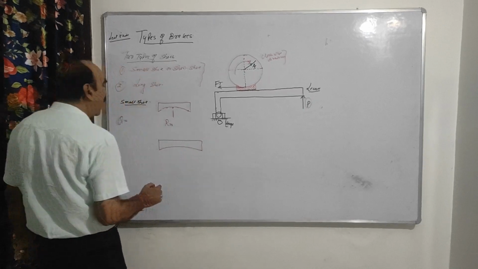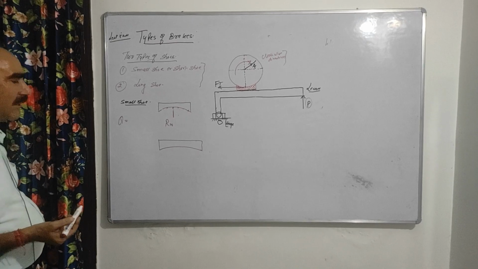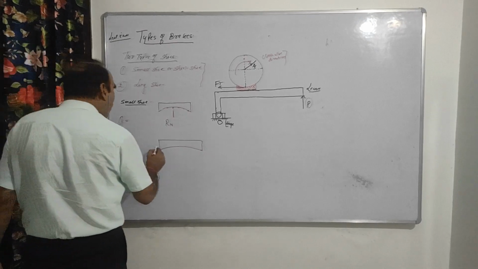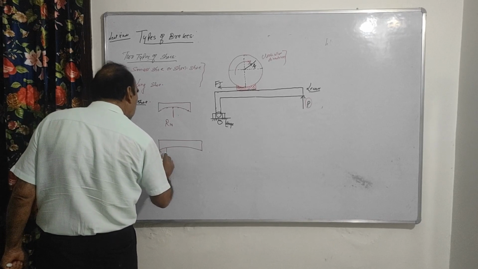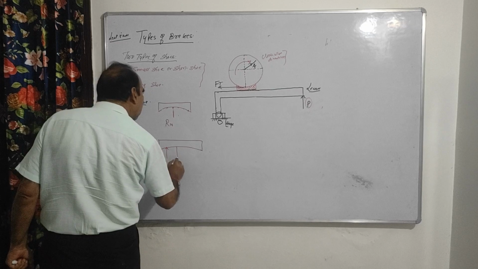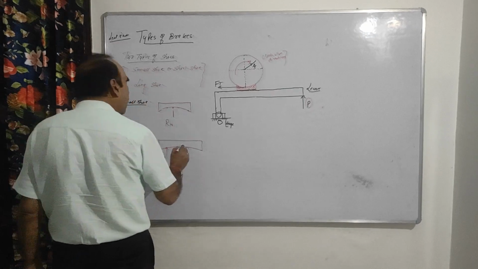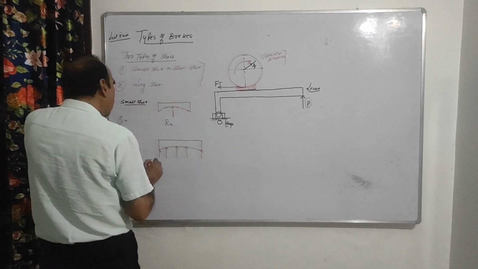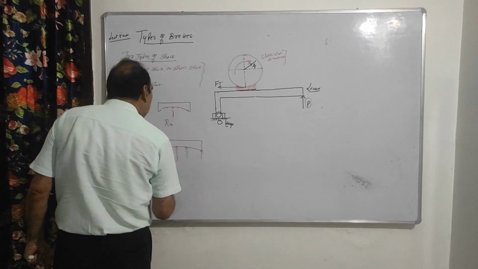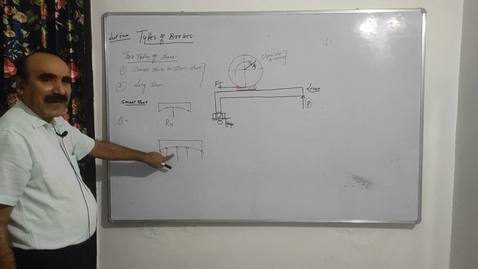What in case of your long shoe? There is also pressure force acting here. What happens? This pressure force is like this. As the cross-sectional area is much larger, the area of contact is also much larger here. So we will say the pressure force at the center is maximum.